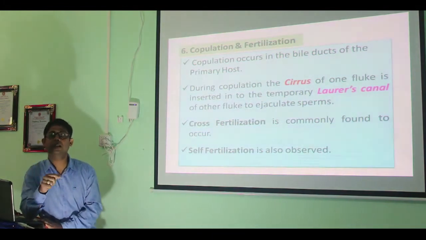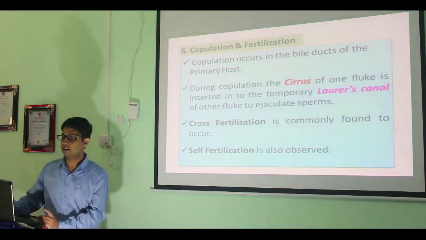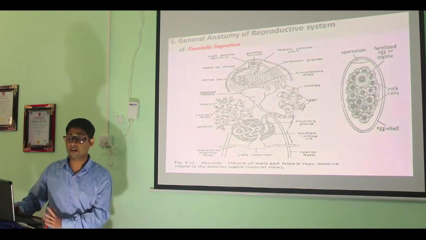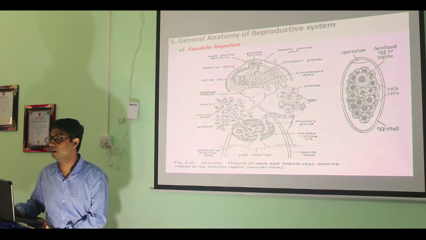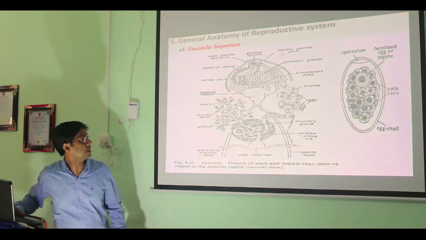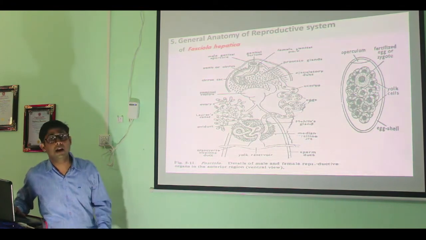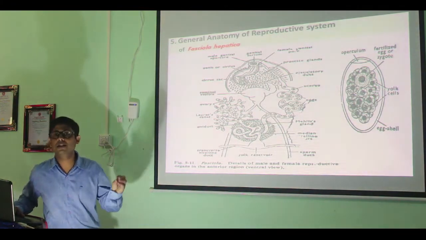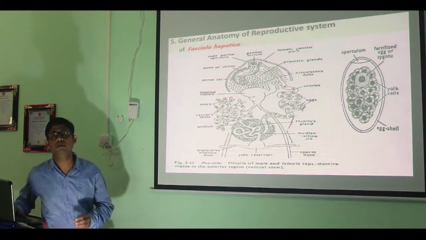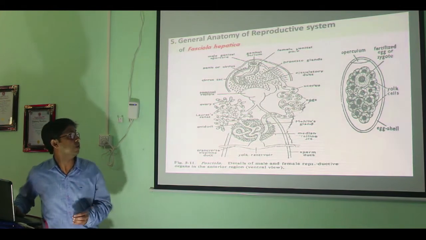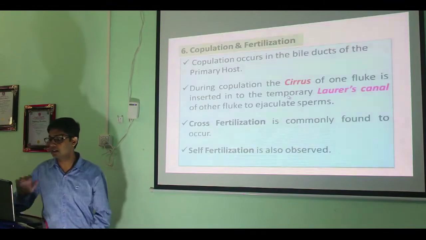But self fertilization is also observed, where we again go to the earlier slide. Here for self fertilization, the penis will be inserted through the female genital pore. Here you can see the female genital pore. The penis will be inserted in the female genital pore, and the sperms will be delivered in the same individual. That means the sperm of the same individual will be used for the fertilization of ova of the same individual. So this is called self-fertilization.